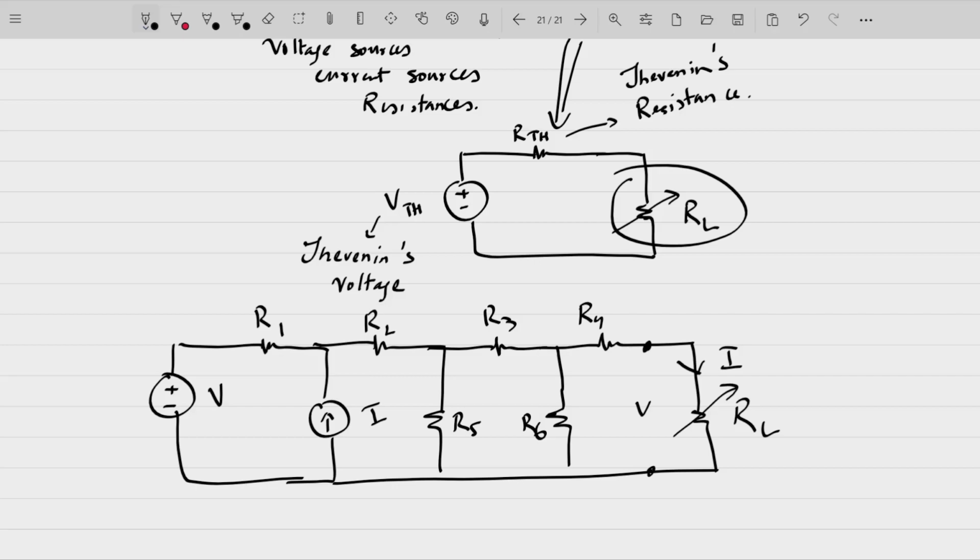Now since this load resistance is variable here, the voltage and current flowing into this resistance will actually change.